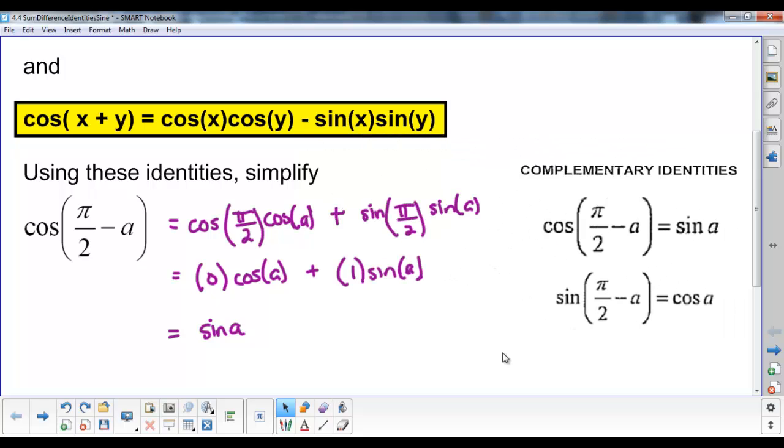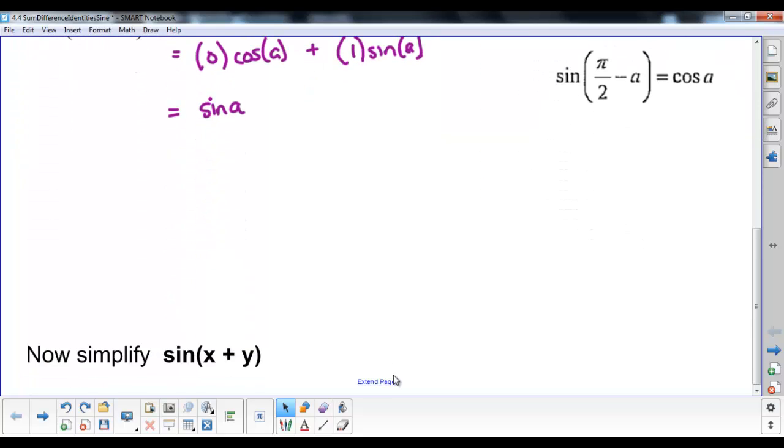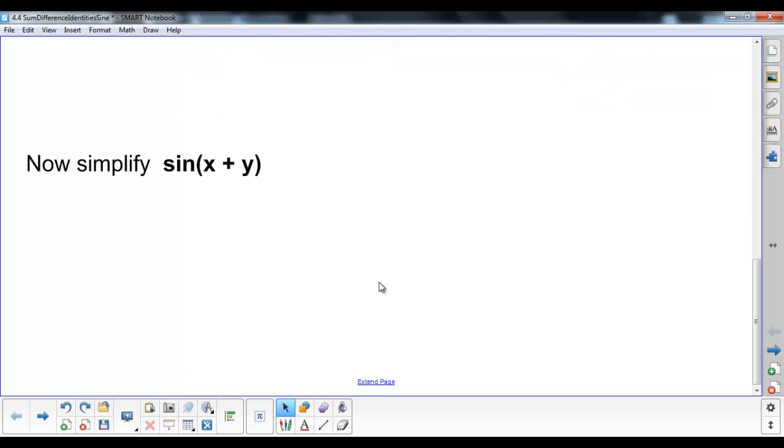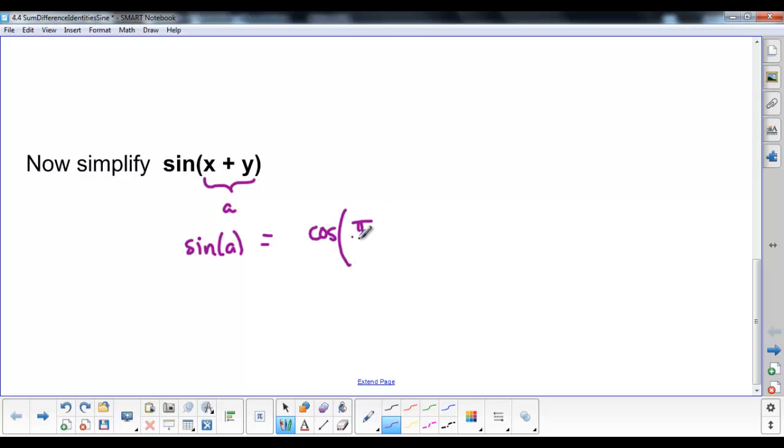Right now, we're going to use the cos complementary identity to help us create the sum and difference identity for sine. So moving on, we are going to simplify sine x plus y. Now what we're going to do is manipulate this just a little bit. So this argument here, x plus y, just for now, let's call that a. So really we have sine of a. And from what we did above, we know that that is equal to cos of pi by 2 minus a.